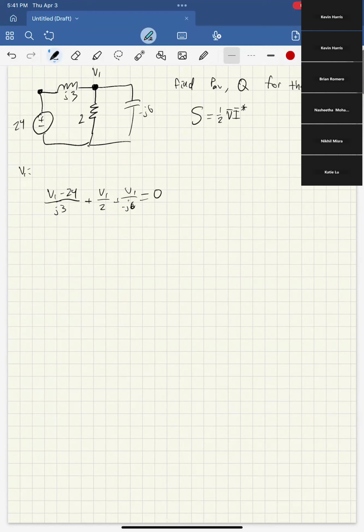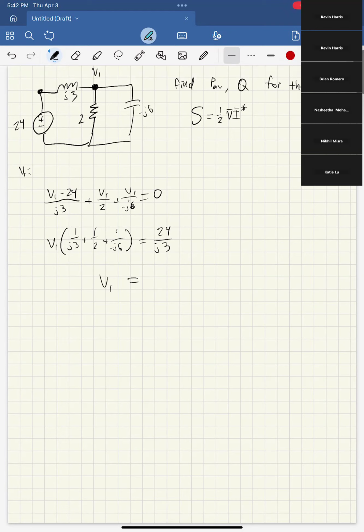We get V1 times (1 over j3 plus 1/2 plus 1 over negative j6) equals 24 over j3. I just took this and this, factored out the V1, and moved this to the other side. And then if you want to be really fast about it, you just put this in your calculator and find V1. So I'll do that right now.